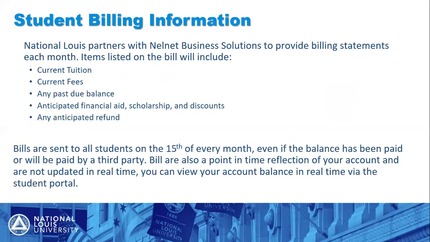All right, billing information. National Louis partners with Nelnet Business Solutions to provide billing statements each month. Items listed on the bill will include your current tuition, your current fees, any past due balance you might have, anticipated financial aid, scholarships and discounts, and any anticipated refund. Bills are sent to the student on the 15th of every month, even if the balance has been paid or will be paid by a third party.